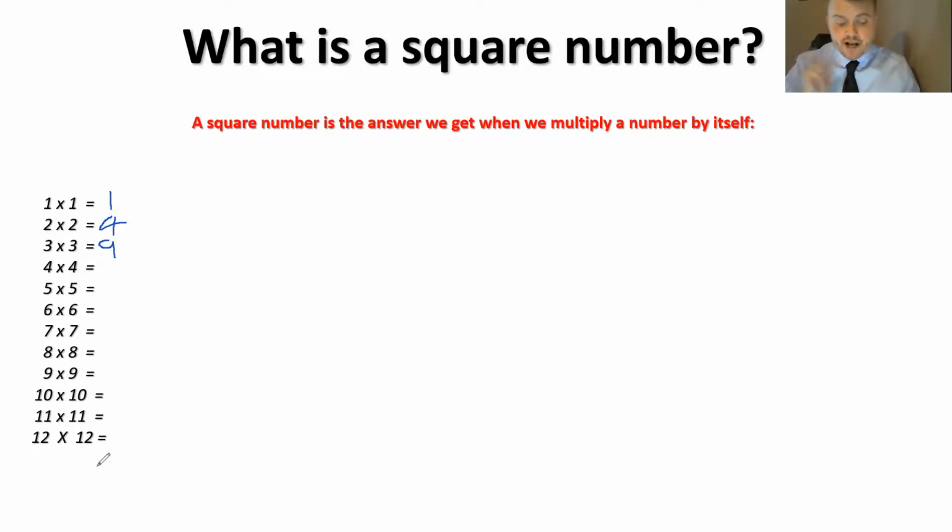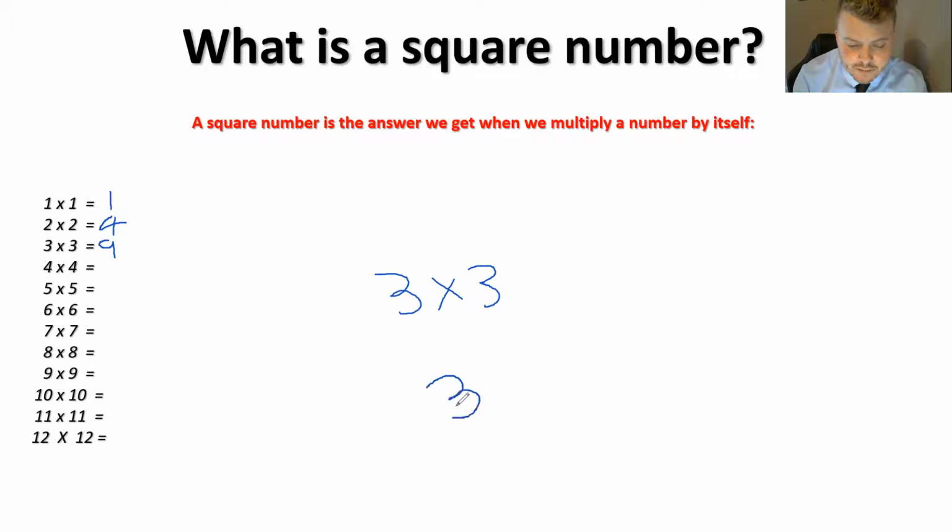One more thing I should point out is that when we want to write a squared number more conveniently, rather than writing 3 times 3, for example, I could just write 3 squared like this. I'll show you: 3 with a little 2 above it. This means 3 squared, so 3 times 3, which is 9.